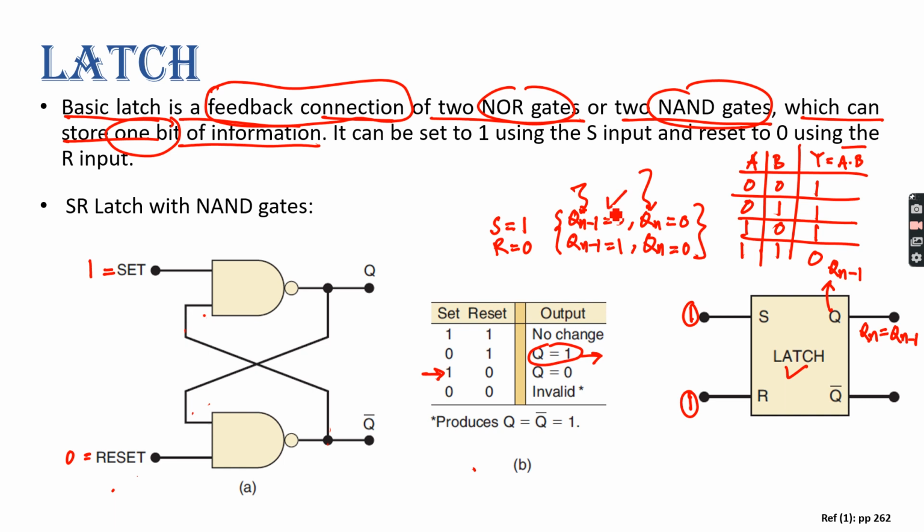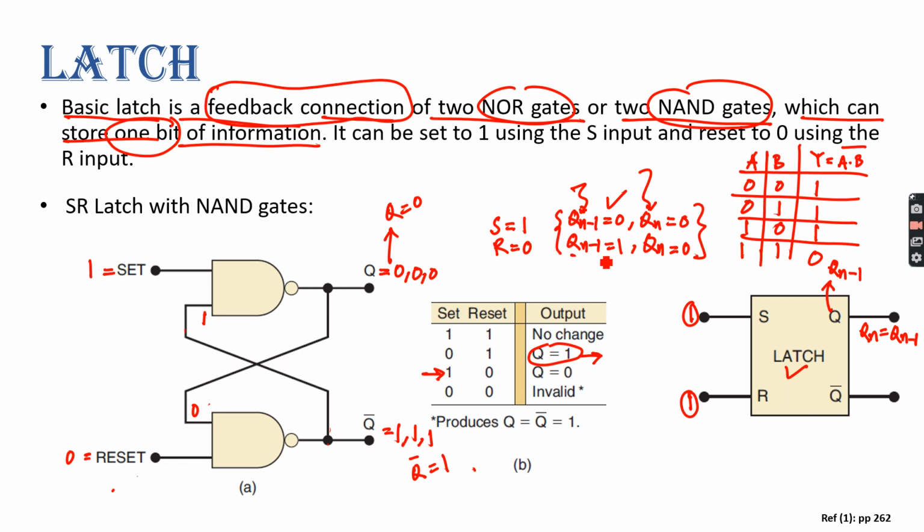Now for the first case, if we consider q equals to 0 and q bar equals to 1, this 1 will come here and 0 will come here. So 0 0 gives you 1, and 1 1 gives you 0. Again this 0 will come here, 0 0 gives you 1 and 1 1 gives you 0. So q settles to 0 and q bar settles to 1, right? Yes, sir.